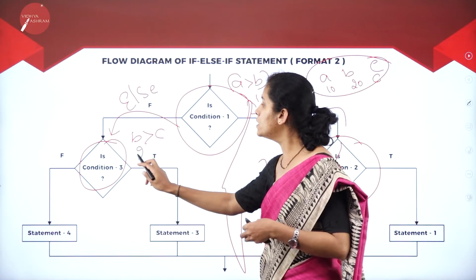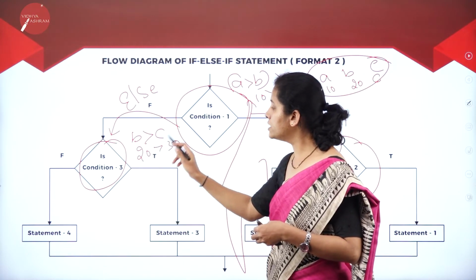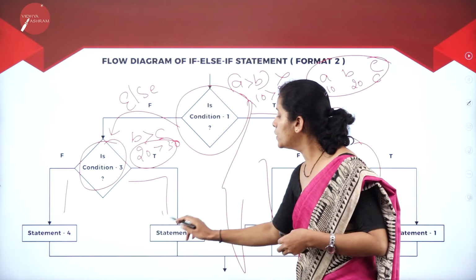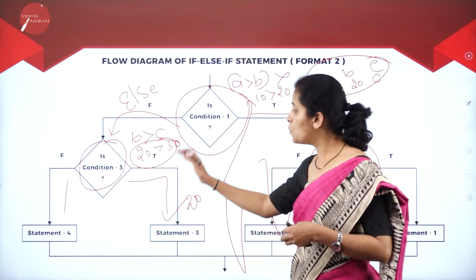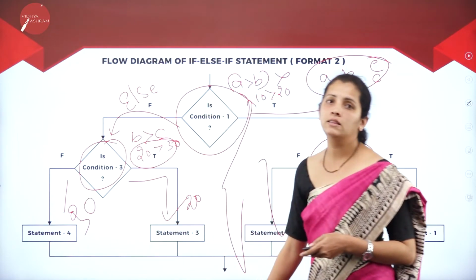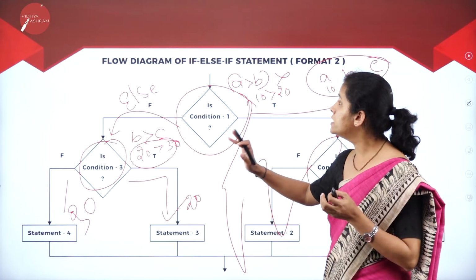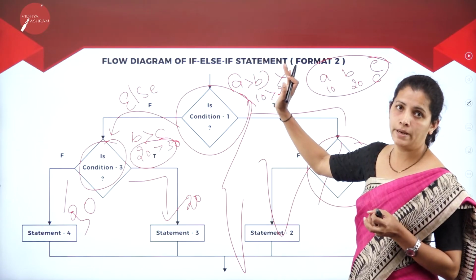What is B here? 20. 20 greater than 30. If this condition is true, what I'm going to do? I'm going to print 20. But here this condition is false. So what I want to display? I want to print 30. This is the way I'm going to use the second form of if else if statement.